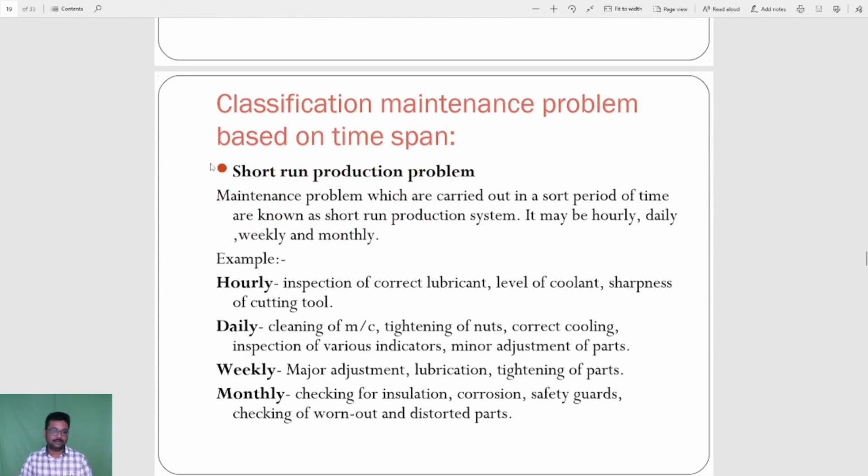Then in the short-run period, we can calculate the maintenance problem on an hourly, daily, weekly or monthly basis. That is called the short-run period of production problem. For example, I have a machine with a very limited capacity, but I run this machine for a greater number of times. Obviously, I will look for maintenance. Obviously, that is called short-run production.